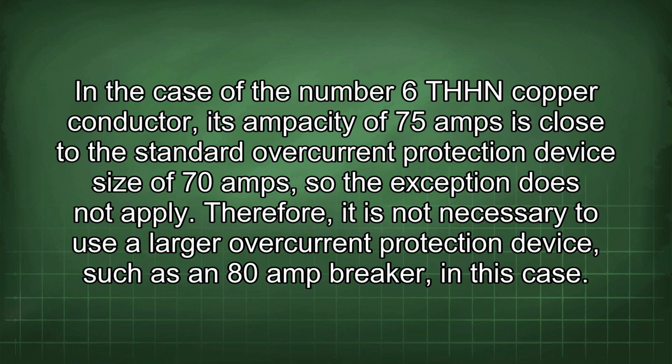In the case of the number 6 THHN copper conductor, its ampacity of 75 amps is close to the standard overcurrent protection device size of 70 amps, so the exception does not apply. Therefore, it is not necessary to use a larger overcurrent protection device such as an 80 amp breaker in this case.